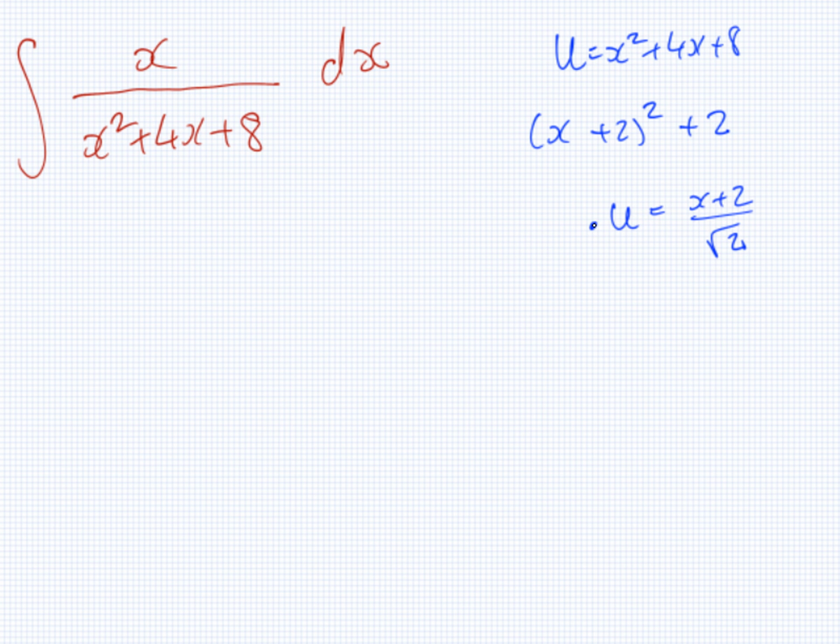If I do this, I'll have a u squared plus something on the bottom, but I'll still have an x on the top. And yeah, I could possibly use the by parts as well, to take the x out. Yeah, I could try that as well.